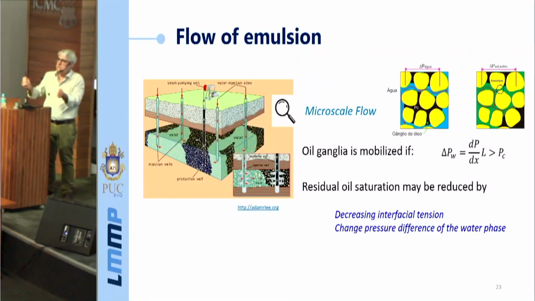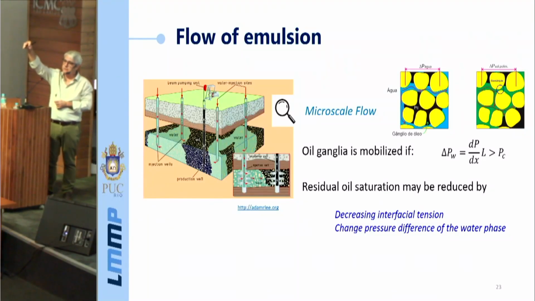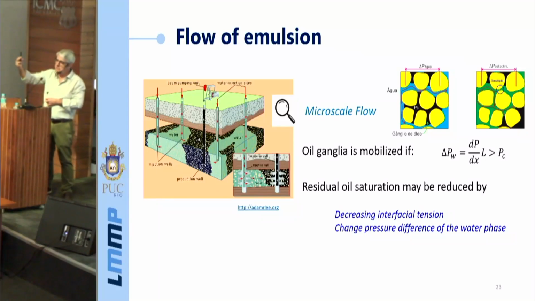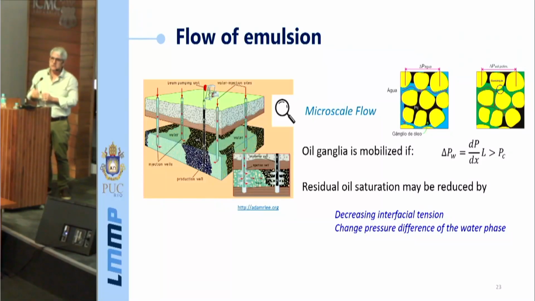I don't want to increase the pressure drop of the water phase in the whole flow, since I'm pumping the liquid from the reservoir, from the platform, because I would waste a lot of energy just to pump that water. So I want to locally increase this pressure difference instead of increasing the pressure difference in the entire flow, okay? So that's where the idea of emulsion comes into play.